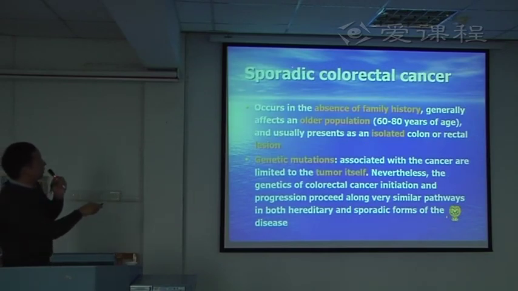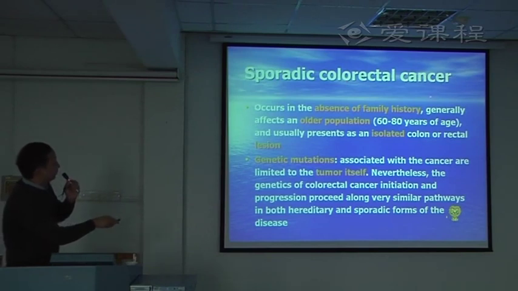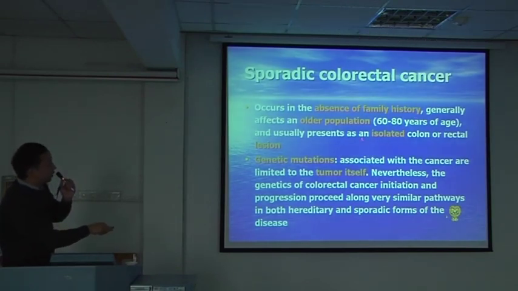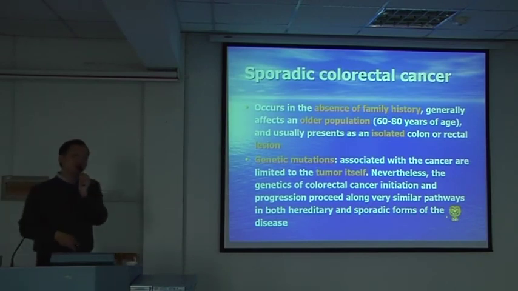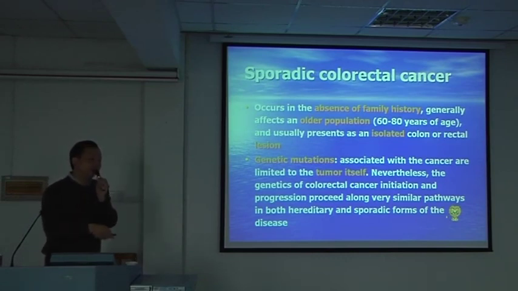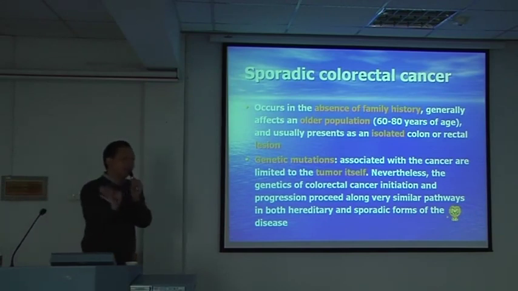And for sporadic colorectal cancer, there is absence of family history, an older population, usually more than 60 years old, and the lesion is an isolated lesion, with genetic mutations in the tumor itself. So do you get the difference between sporadic and hereditary? Yeah, okay. So in clinic, we never do it like this, it is just cancer, okay, the same.